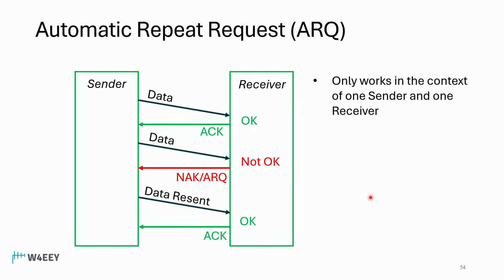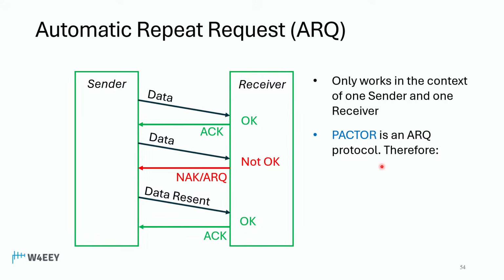Well, before we get to that, this only works in the context of one sender and one receiver. Let's assume that there was one ham sending out these packets to multiple hams out here. Well, ham number 1 might have received it okay. Ham number 2 might have not received it okay, and there would be so many ACKs and NACs floating around that the sender would be totally confused. So this only works in the context of one sender and one receiver. That's an important concept. Now, PACTOR is an ARQ protocol.